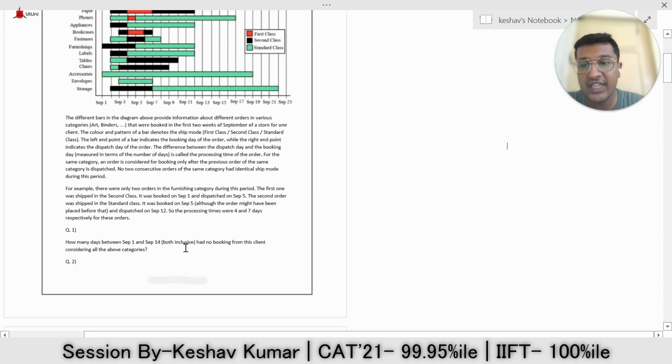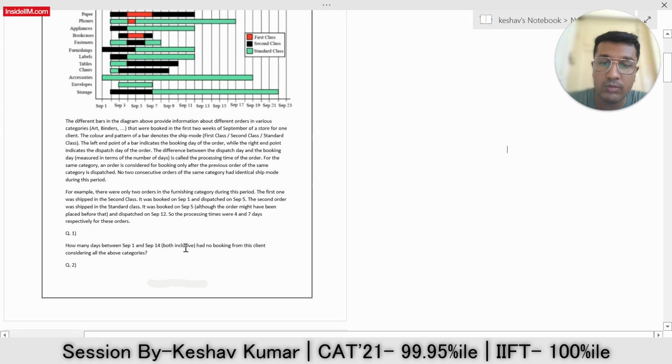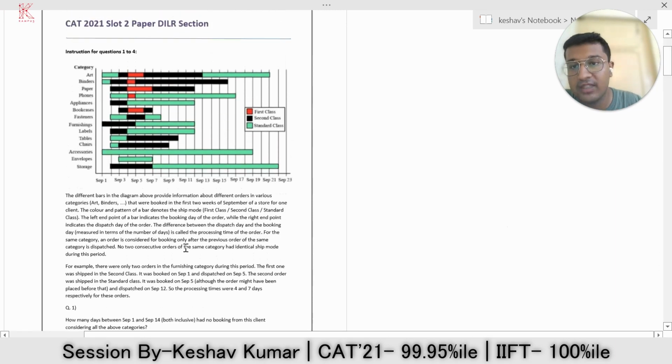So first question is how many days between September 1 and September 14 had no booking from this client considering all of the above categories. So I have to check between September 1 to September 14 how many days there was no booking. September 1 I can see there were several bookings. September 2 storage booking was there. September 3 envelope booking was there. September 4 this red one, bookcases booking was there. September 5 furnishings booking was there.